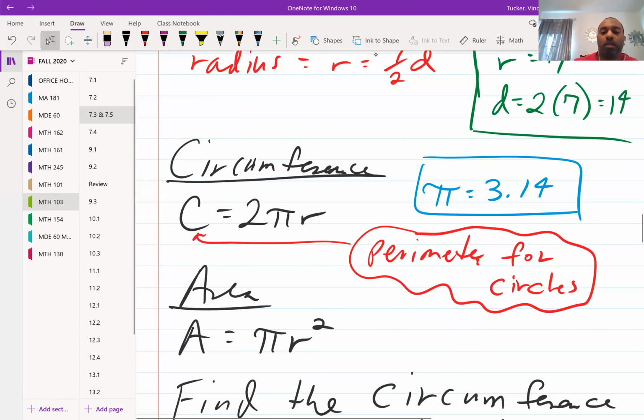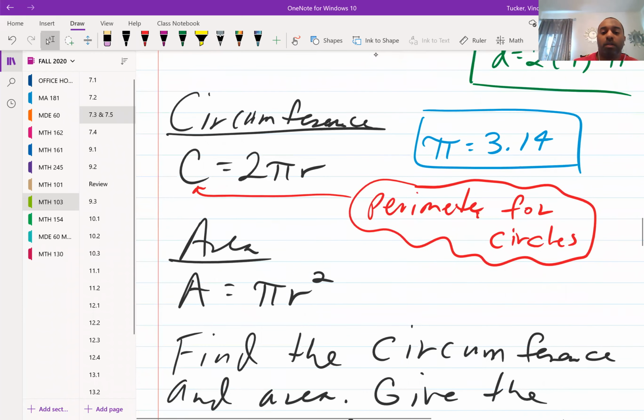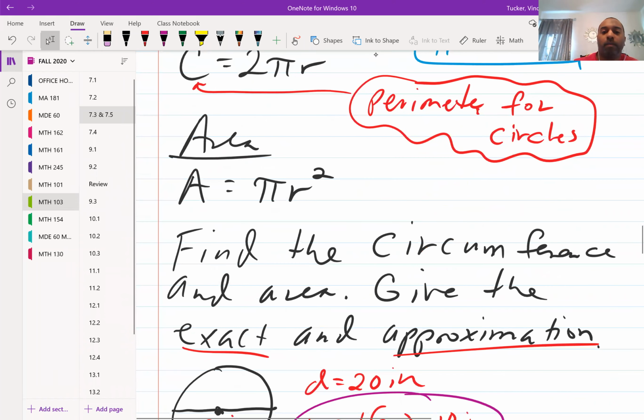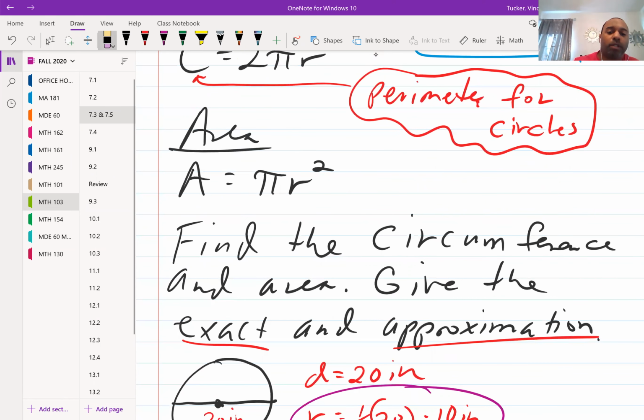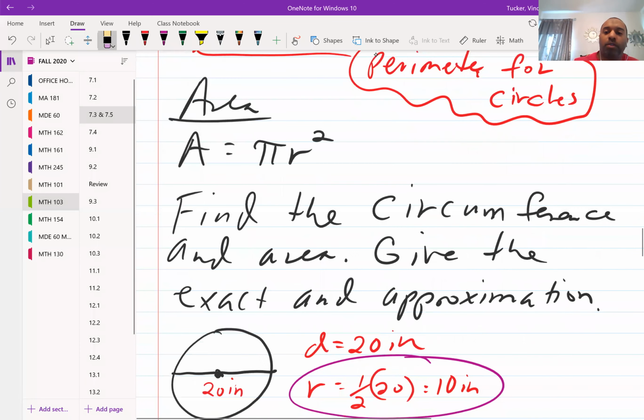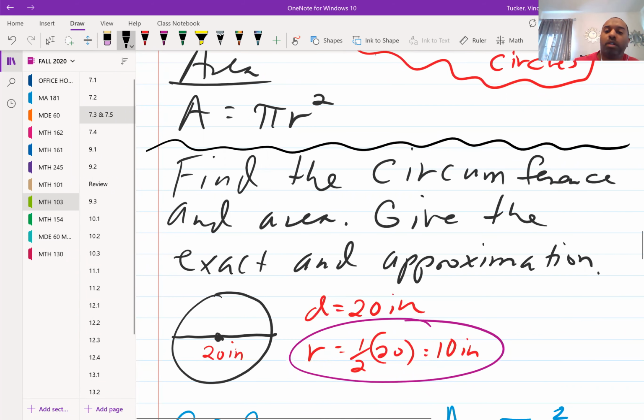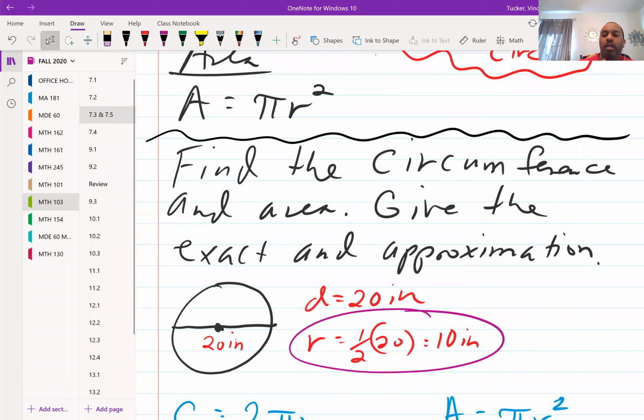All right. So next example, we want to find the circumference and the area. I'm going to give the exact and the approximation.